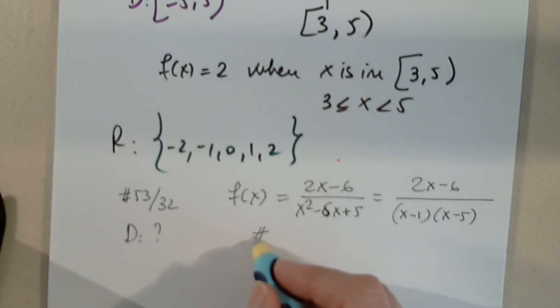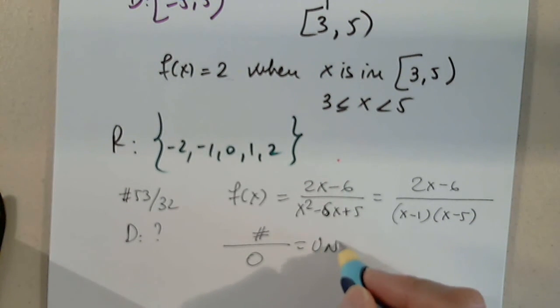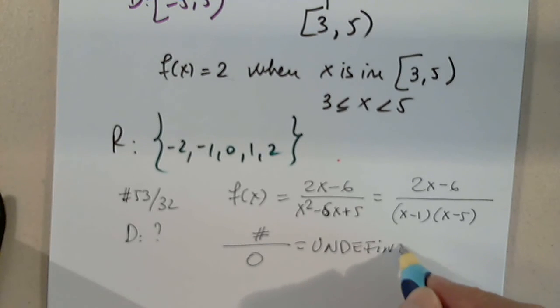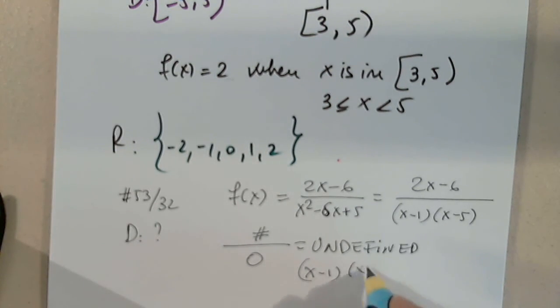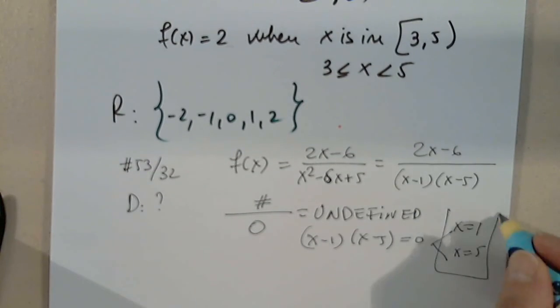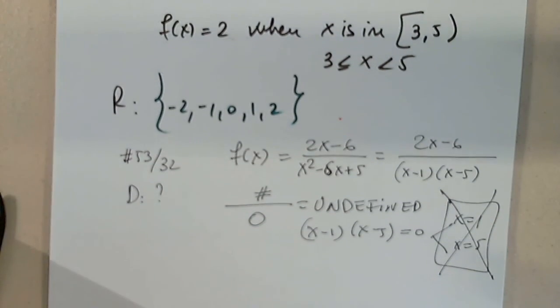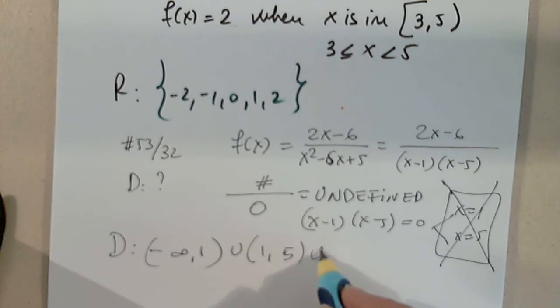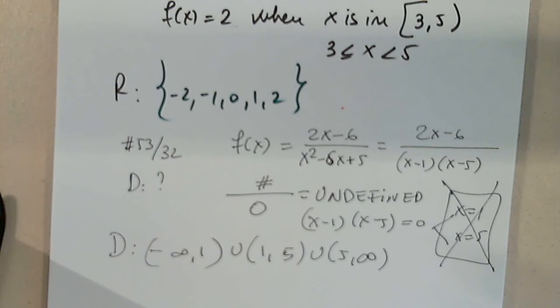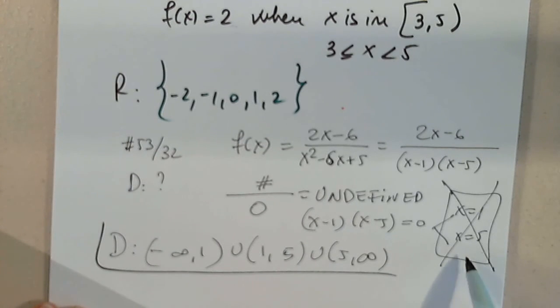I know that a number divided by 0 is undefined. When will the denominator be 0? X minus 1 times x minus 5 will be 0 if x is 1 or x is 5. Therefore, these are the values that have to be excluded from the domain. So therefore, the domain will be -∞ to 1, union 1 to 5, union 5 to infinity. In plain English, everything but 1 and 5.